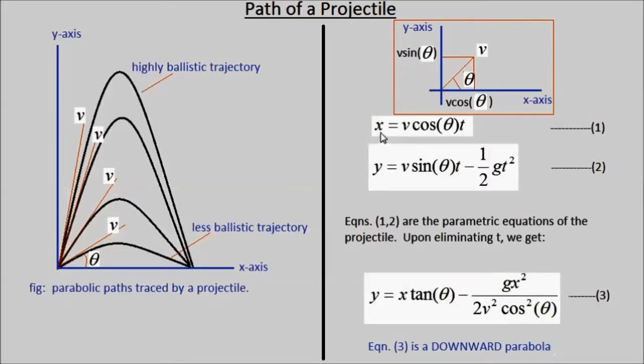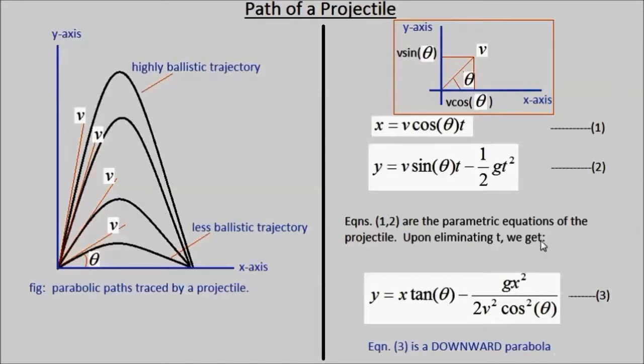So the horizontal distance is given by x equal to v cos theta times t, from x equal to ut. Likewise, the y distance is given by v sine theta t minus half g t squared. Now these two equations marked 1 and 2 are the parametric equations of this trajectory, and the parameter is time in this case.